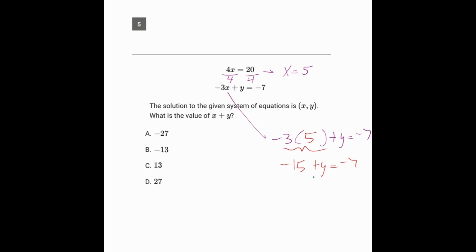And so what's happening to y right now? It's being added with negative 15. So 15 is being subtracted from it. So what's the opposite of that? Go ahead and add the 15. So that's right here. And we'll have y equals 8. And so x is 5, y is 8. What is x plus y? It's 5 plus 8, and that's our answer. It's 13.